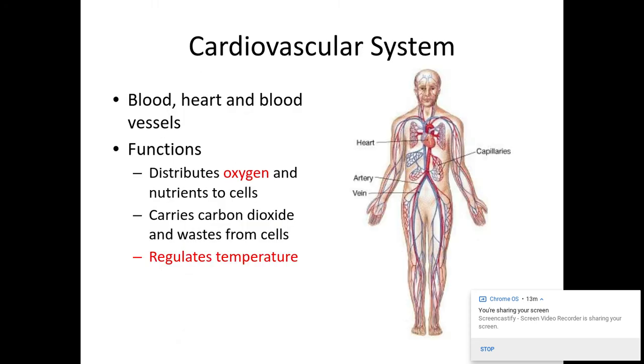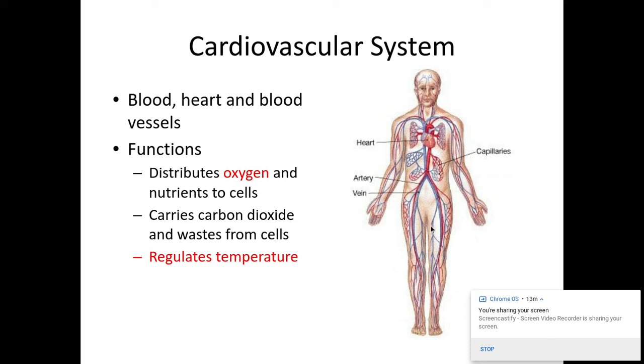You have your cardiovascular system. We have talked about this obviously last year. Just knowing it's your heart, but it's also the blood and your blood vessels. So your arteries, your capillaries, your veins. Just a reminder, your arteries carry oxygenated blood throughout your body, and then your veins carry the deoxygenated blood back.